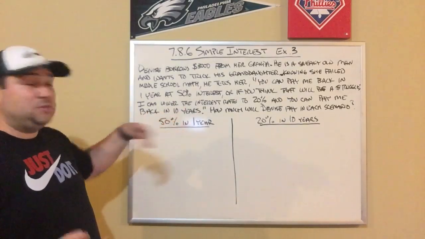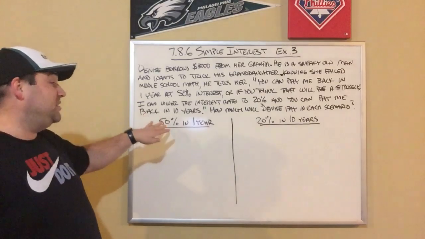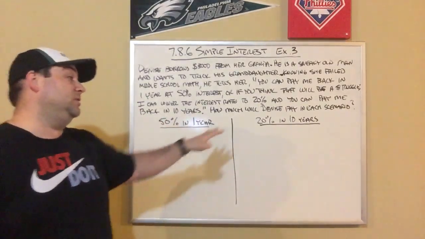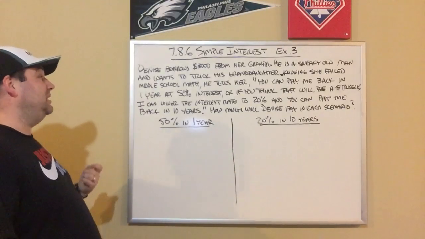So I broke it up. So basically this is 2 different problems. We need to figure out what it'll cost her at 50% in 1 year, and we need to figure out what it'll cost at 20% in 10 years. So let's start with 50% in 1 year.